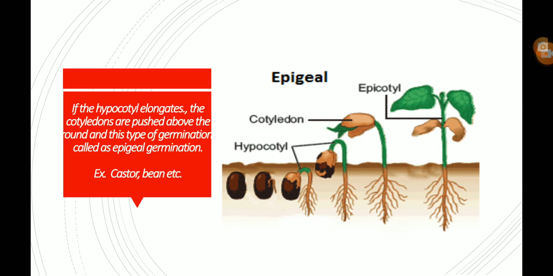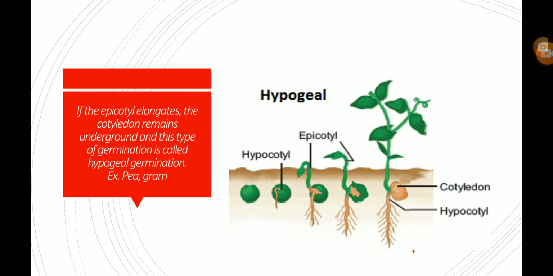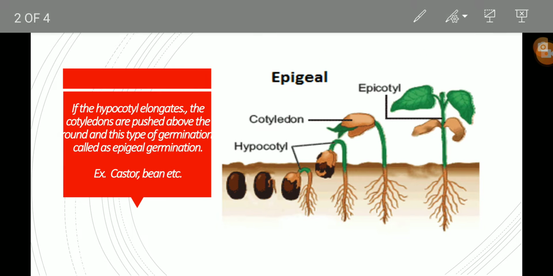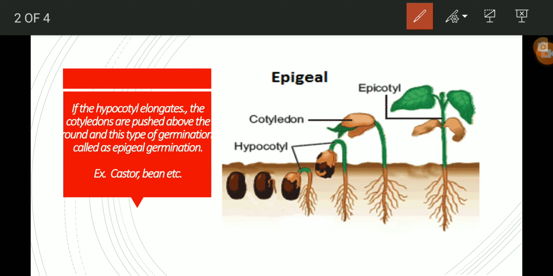Students, to know epigeal germination, it is necessary to know what is hypocotyl and epicotyl. Students, as I have told you all, if a seed has two cotyledons, this is first, this is second, that is a dicot seed, and if only one cotyledon is present like this, then it is a monocot seed.